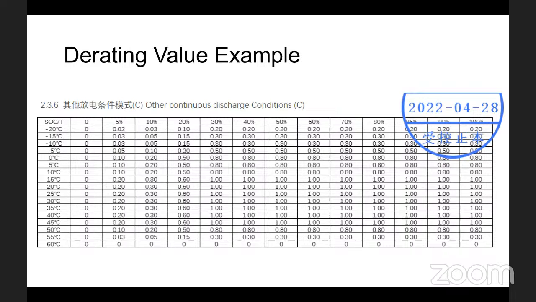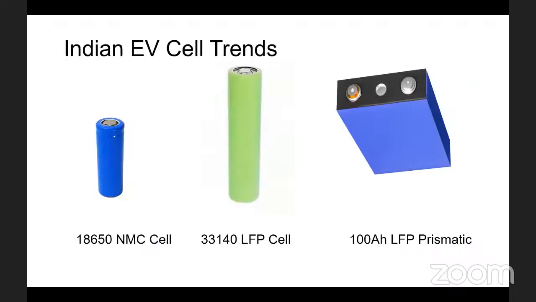That's why, whenever in your cell phone or in a car or a scooter, when you're at a low battery level, the performance of the vehicle or the phone is reduced. That is because of the derating value. So anybody who wants to build a battery pack considers this to understand and compare with other cells. These are the general Indian EV cell trends, which is pretty much what you will see today.